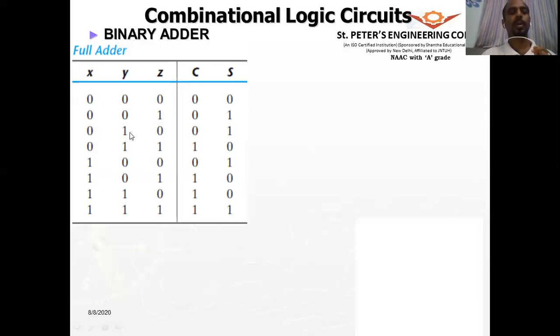So 0 plus 1 plus 0 is 1. 1 plus 1 is 0 with a carry of 1. And 1 plus 0 is 0, but carry is 0 and sum is 1. When 1 plus 0 plus 1, sum will be 0 and carry will be 1. And for the last combination, 1 plus 1 plus 1, it is 3. So 3 means sum is 1 and carry is 1.